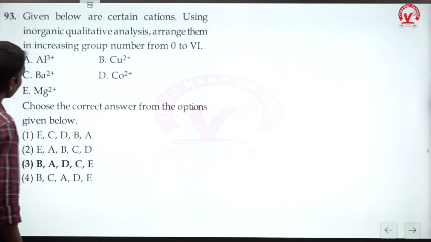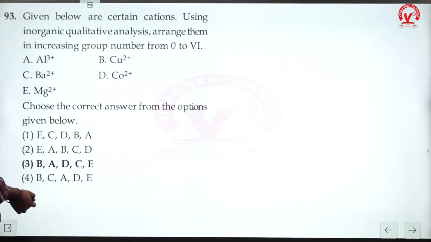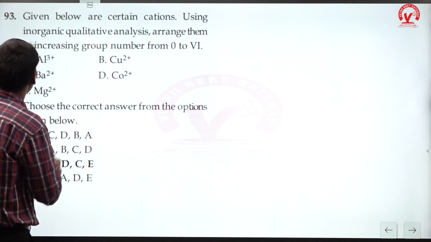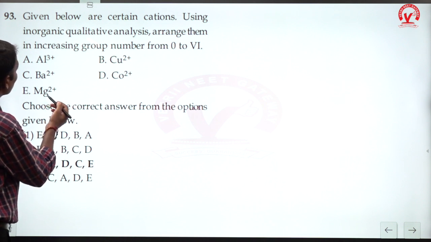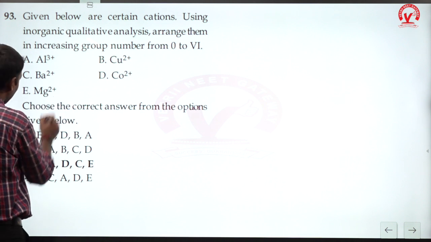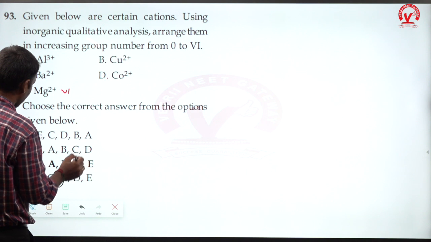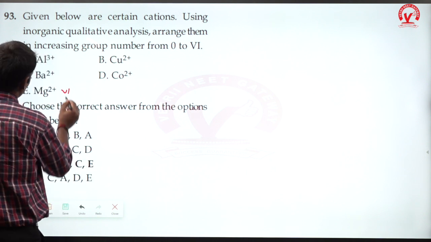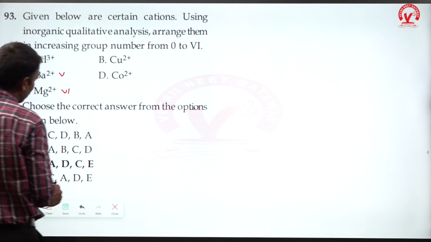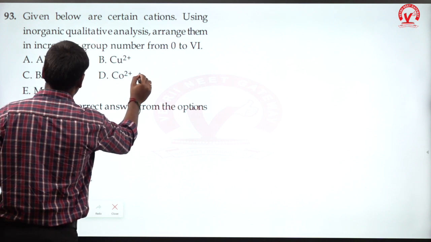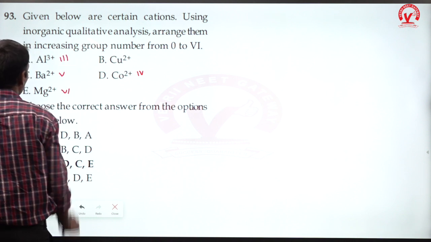Question number 93. Yes, it is the recently newly added portion, inorganic quantitative analysis. Arrange the increasing order of group numbers 0 to 6. Actually, given below are certain cations. The group number we have: magnesium we have to take 6, and aluminum we have to take, so this one is 5. See, Ba2 plus is 5, then Co2 plus is 4, then Al is 3, aluminum is third group, third group number.